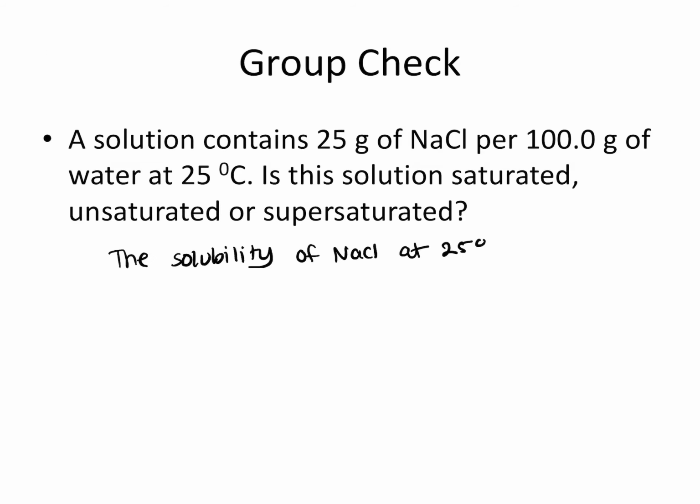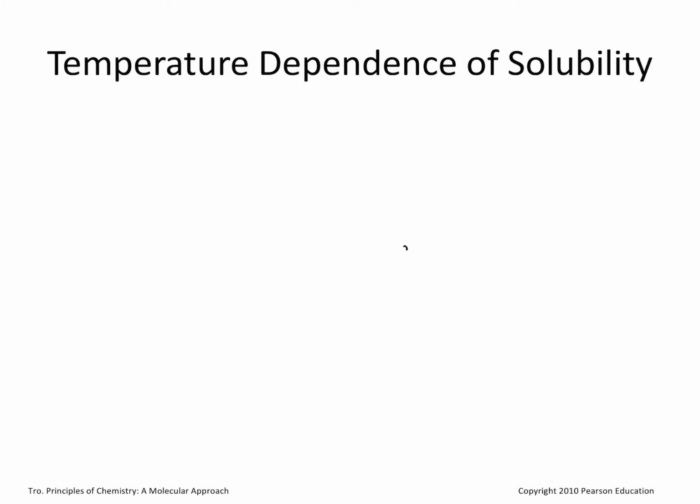Well, the solubility of sodium chloride at 25 degrees Celsius in 100 grams of water is 36 grams. So if you have 25 grams that you want to put into the solution under these conditions, do you have a saturated solution, unsaturated, or supersaturated? You have an unsaturated solution because you're below the equilibrium amount, meaning you can still add some solute and it will dissolve.